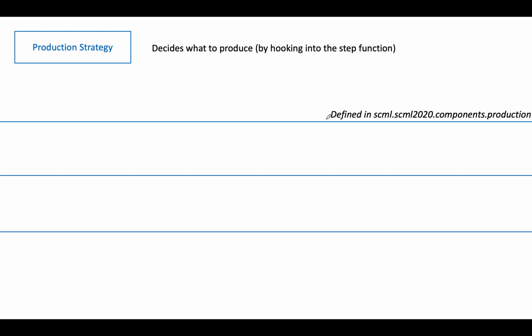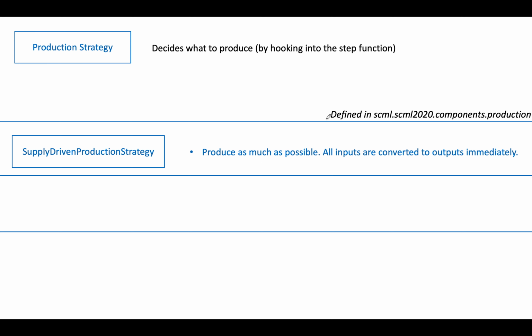So, the production strategy. The production strategy decides what should be produced by hooking into the step function. Okay, it can hook into other functions that will be in the description of the specific production strategy you are using, and these are all defined in the production module under the components package. There are 3 main production strategies in the system.